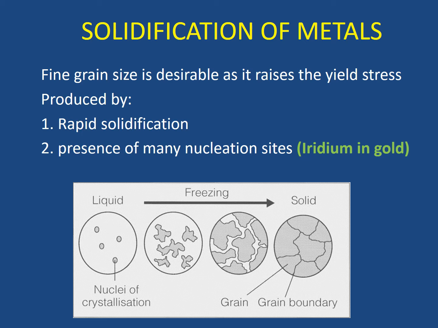Fine-grained crystal size is desirable in a metal because it raises the yield stress. One way to promote a finer grain size is by rapid solidification, as used in casting of dental gold alloys into an investment mold that is held below the melting temperature. Alternatively, the process of many nucleating sites will give rise to the fine grain size. In dental gold alloys, the addition of iridium provides many sites of nucleation and acts as a grain refining ingredient.